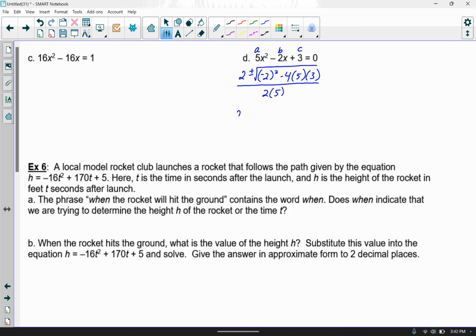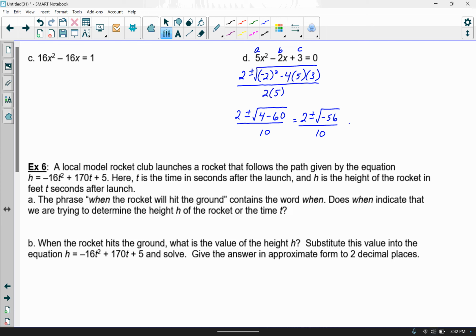All right, so I'll keep cleaning up. So I have 2 plus or minus the square root of 4 minus 60 all over 10. That'll give me 2 plus or minus the square root of negative 56 all over 10. Now from here, there's really no need for me to go any further, because if you think about it, remember, we can't take the square root of a negative number.